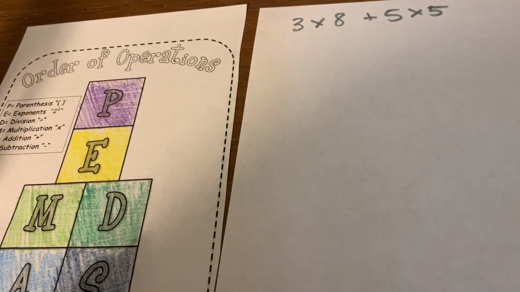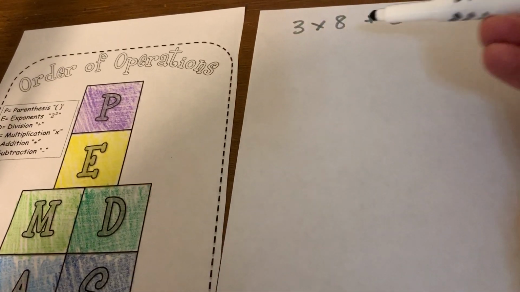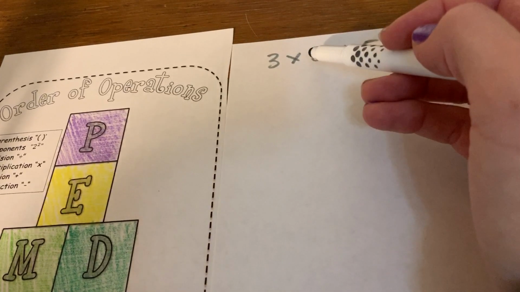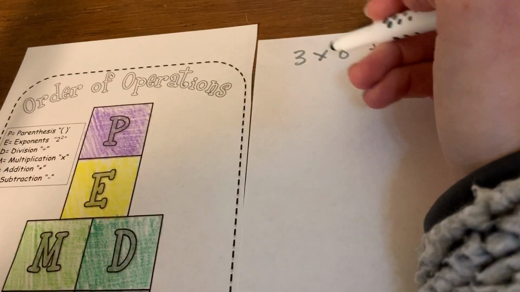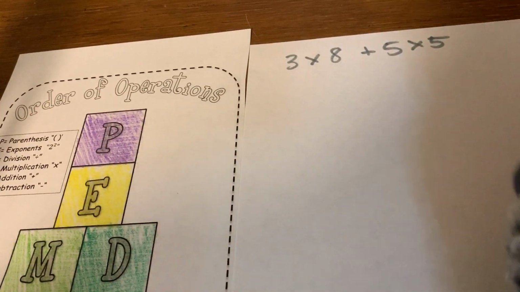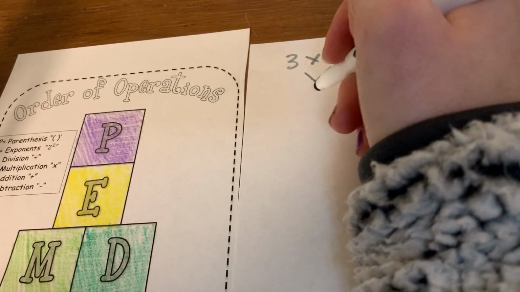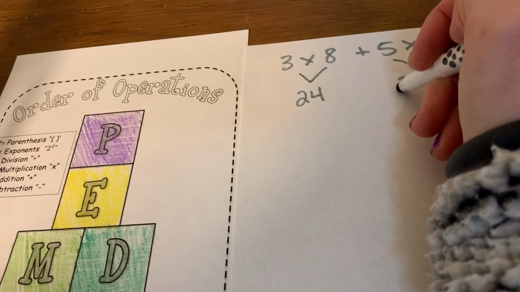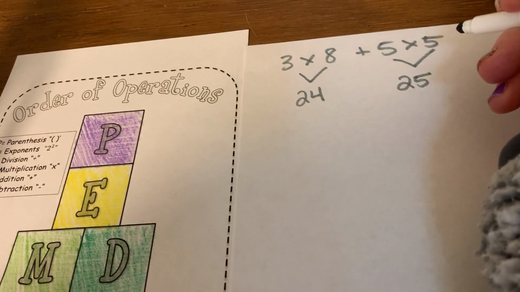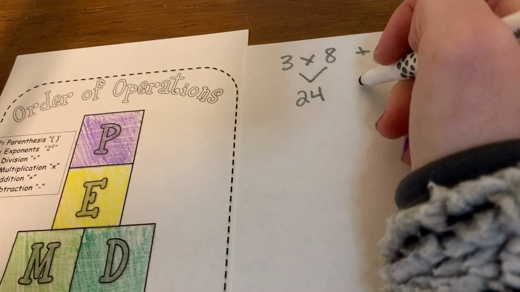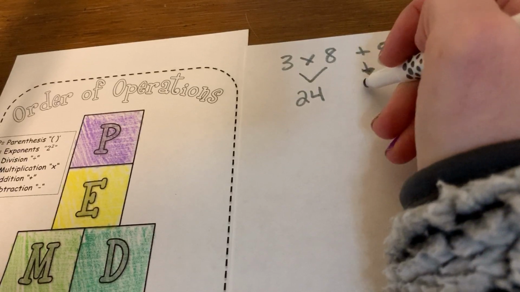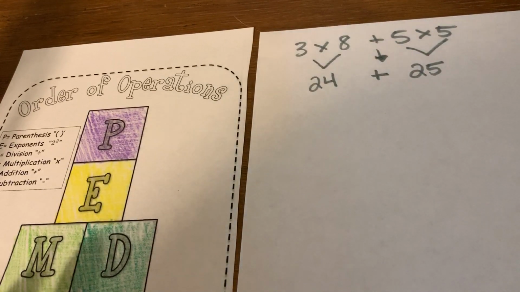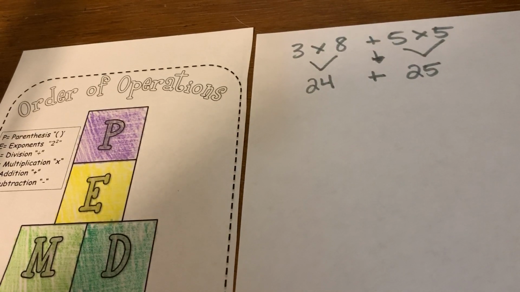And I'll show you what that means in a little bit, but right now we just need to worry about the multiplication here. There's no division here, but there is multiplication. So that means we need to solve all the multiplication first. So 3 times 8 gives us 24, and 5 times 5 gives us 25, okay? Then we go ahead and just bring down this addition sign, okay? So we've taken care of all of our multiplication and division that's there.